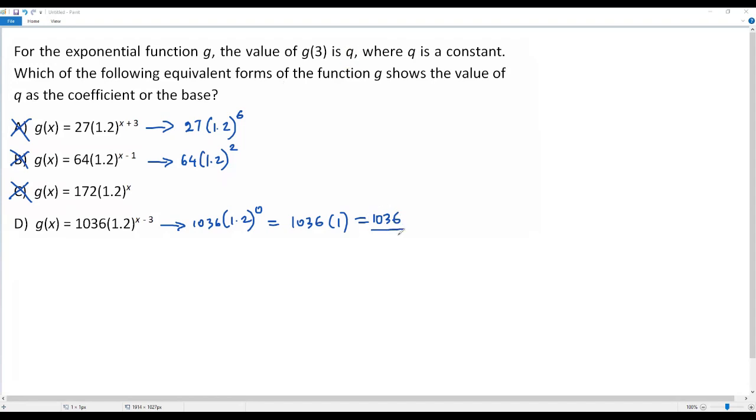And I find this value of q, 1036, as a coefficient over here. So the function g of x in answer choice D shows the value of q as a coefficient. So the correct answer choice for this question is D.